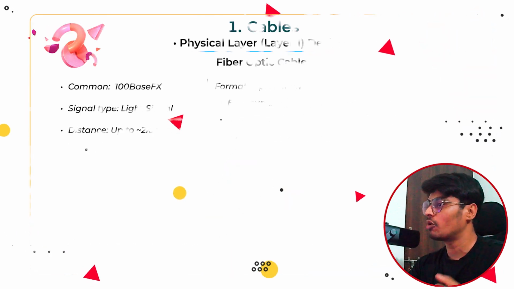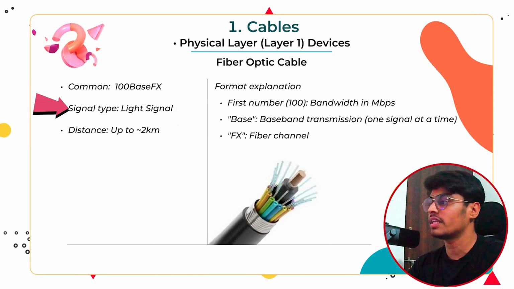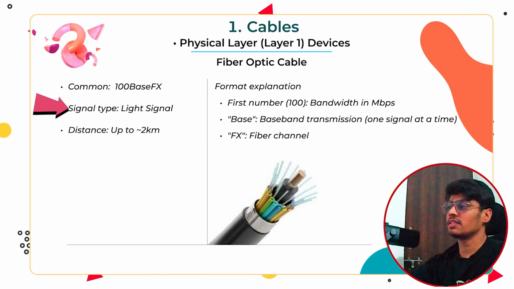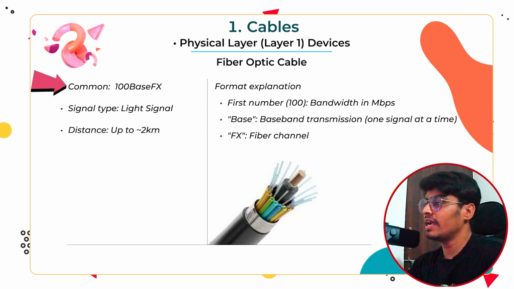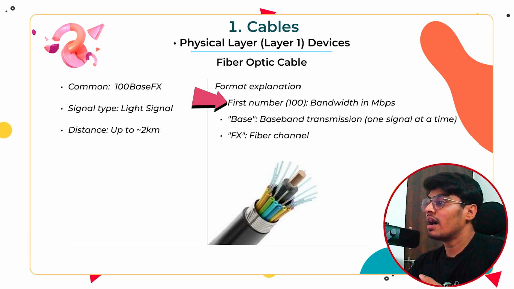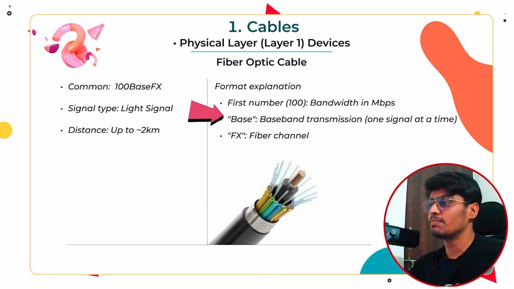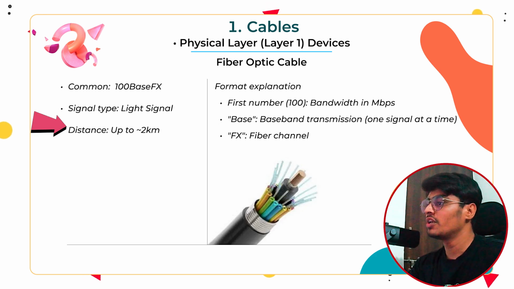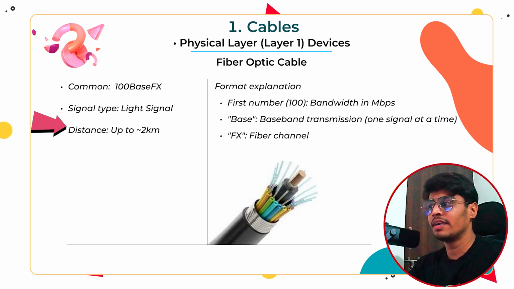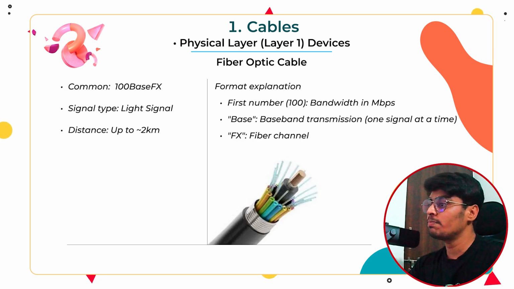Now we come to fiber optics. In fiber optics, electric signals are not there, there is a light signal. The signal is in light form. You can transmit at 100 megabits per second. It is baseband, meaning one signal at a time. FX here means fiber, and the distance here is 1.9 kilometers, or approximately 2 kilometers, meaning the signal can move up to 2 kilometers. If you are using 100 base FX, apart from this, 1000 base FX is also there. Many different versions are available in fiber optic cables. So this is fiber optic cables, and this is all about the cables.